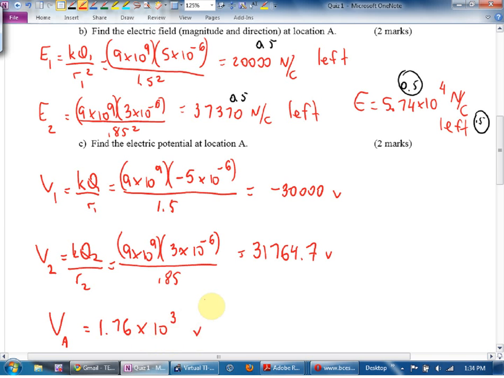How would I mark this? I would give you a half mark for that, a half mark for that, and then one whole mark for adding them together. Now, if you missed the negative, if you told me the answer was 61,764, I'd probably give you 1.5, but I'd be frowning.